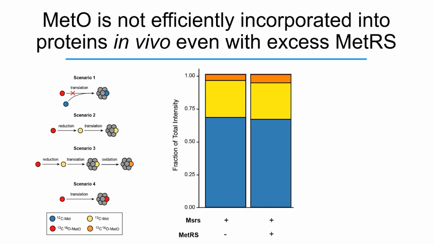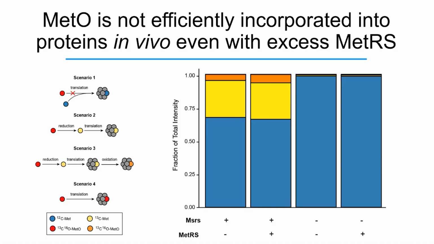But now for our better control, where we don't have those MSR enzymes, and there should be no way that the methionine is becoming reduced, this is what we see. All of the methionine in the proteins is actually the normal methionine that we added to the media, and none of that methionine sulfoxide is becoming reduced or incorporated. That shows that there's something else in vivo, that even if you overexpress MetRS, there's something else that's blocking those methionine sulfoxides from getting into protein.